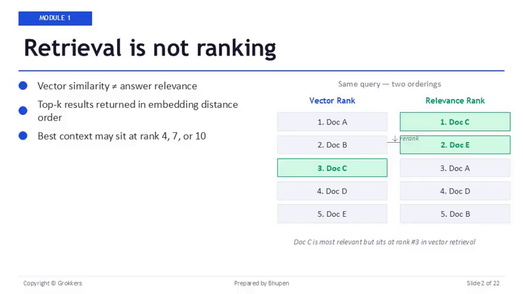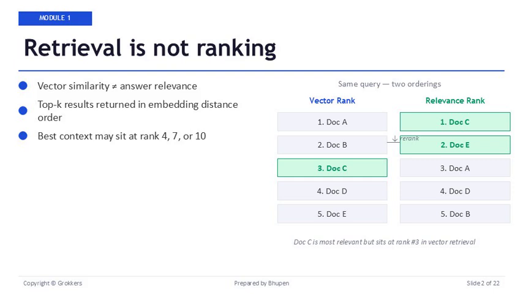Quick question. If you search for best Italian restaurant near me, would you trust a result just because the search engine found it first? Probably not. You would want the most relevant one at the top, right? That is exactly the problem with vector retrieval. It returns results ranked by embedding distance, how mathematically close 2 vectors are. But mathematical closeness and actual relevance are not the same thing.